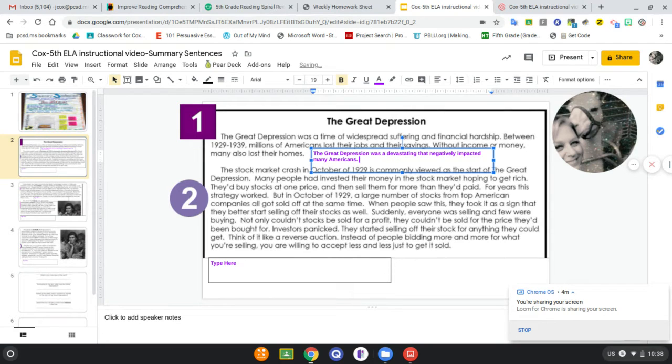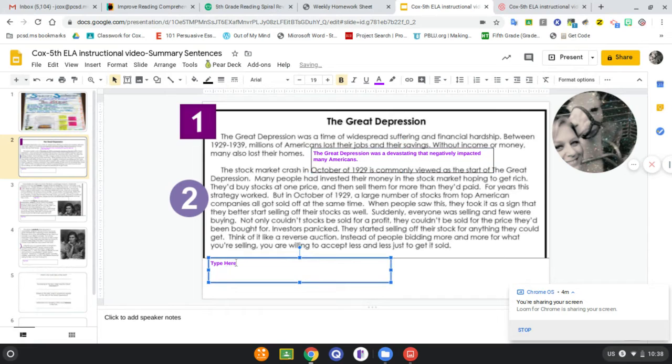And that section is really short already, but I think it's important because it's likely that it contains our main idea, because the title says the Great Depression. Our first sentence starts with the Great Depression, and it kind of just gives us a general idea of what that might have been like for people in America at that time.